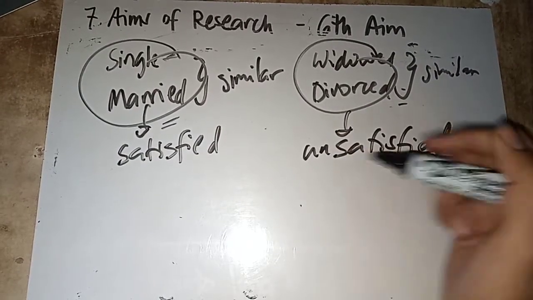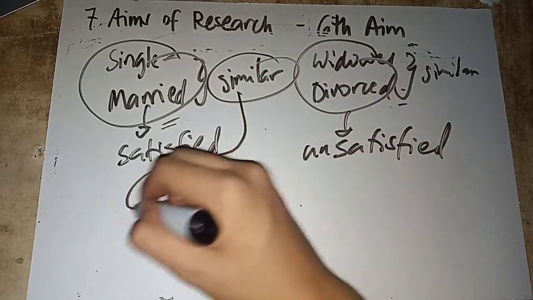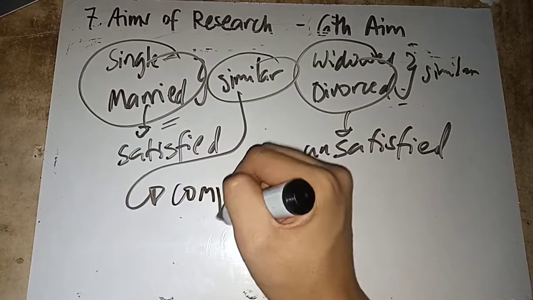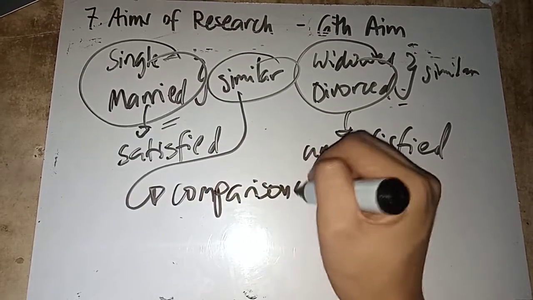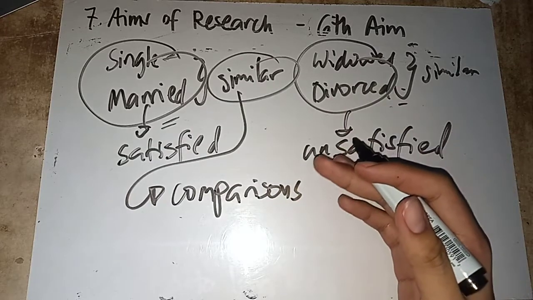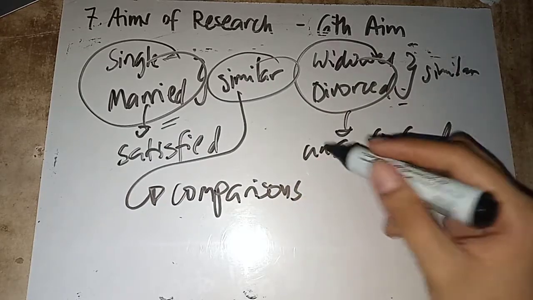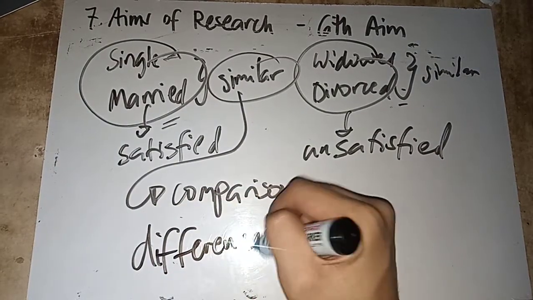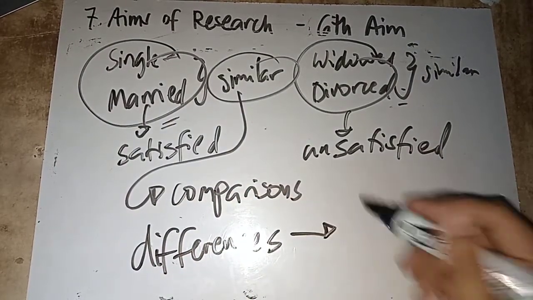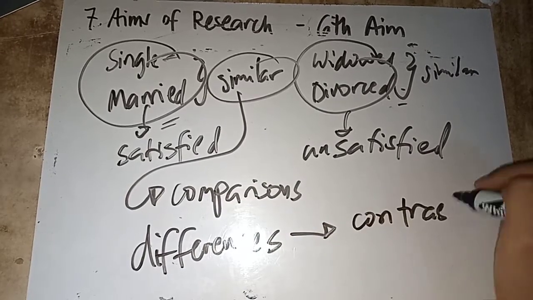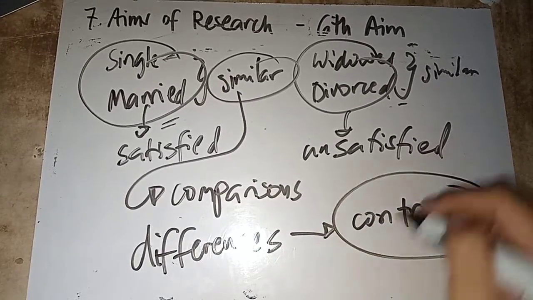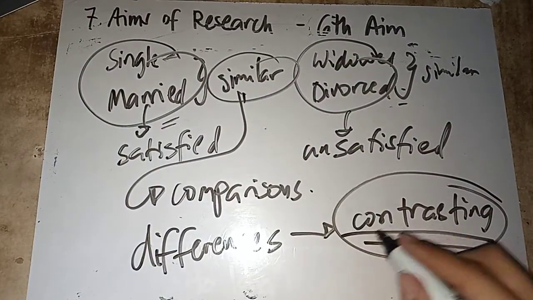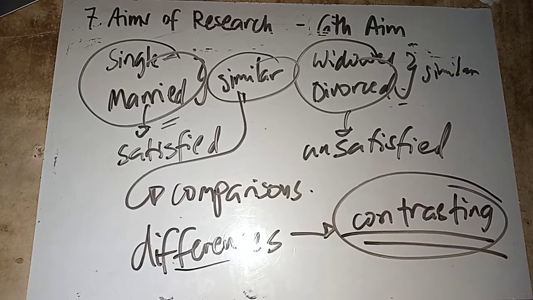Now, whenever we try to talk about similarities, we are talking about comparisons. Okay? We compare. However, when we try to find the differences, we are relating to contrasting. We contrast. Okay? So, similarities is to comparisons and differences is to contrasting.